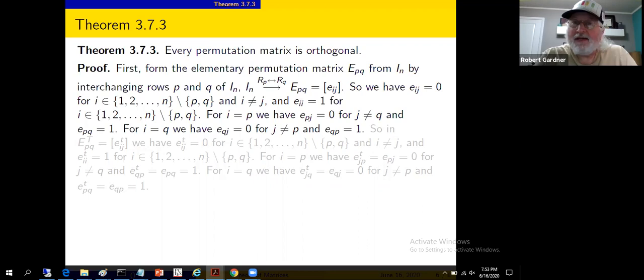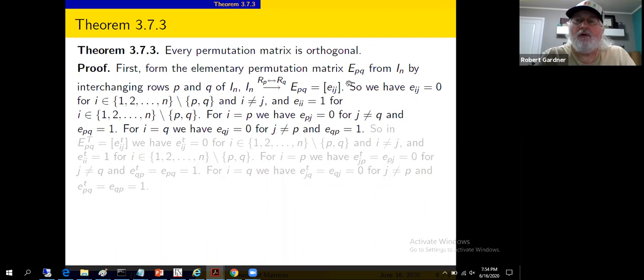All right, so what you've done in making this E sub PQ matrix is you've got yourself almost an identity matrix. All the entries are the same in this matrix as they are in the identity matrix, except in the pth row and the qth row. And there, they're not that different. So what we have is E sub ij equals 0 and E sub ii equals 1 whenever i is not p or q, whenever i is in the set 1 through n, set minus p and q. As long as we stay away from the pth and qth row, we've got ourselves an identity matrix. What happens in the pth row of E sub PQ?